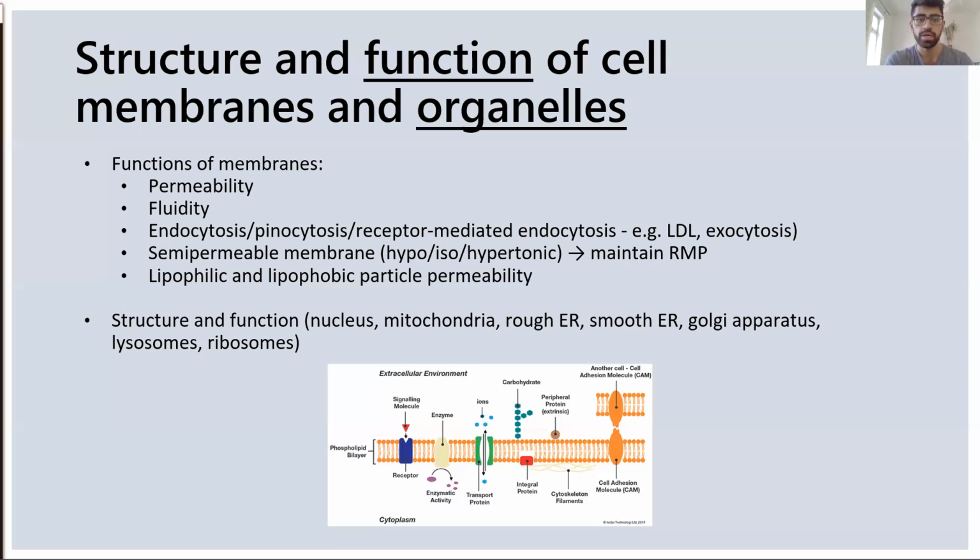oxidative phosphorylation, aerobic respiration. Rough ER, smooth ER, very similar. Rough ER is studded with ribosomes, smooth ER is not. Both are very important for processing proteins. So we have our transcription, translation, and then our post-translational modifications, which take place in the endoplasmic reticulum. The Golgi apparatus, again, is very important for lipid processing, and also packaging of any components which have been made in the cell. Lysosomes contain various degradative enzymes, and ribosomes, like I mentioned before, are very important for protein synthesis.